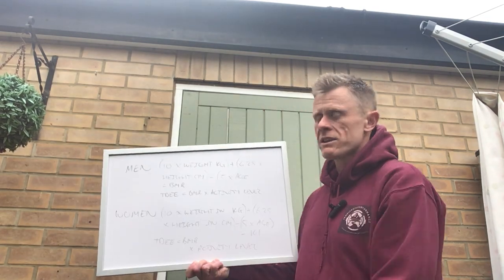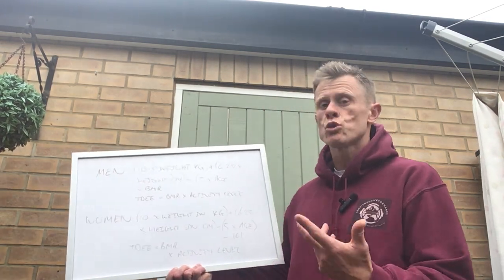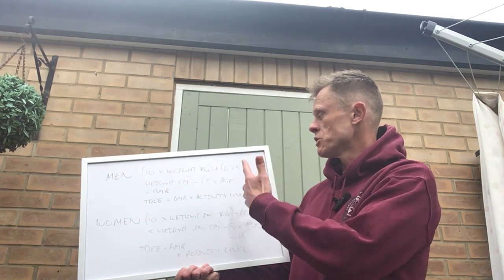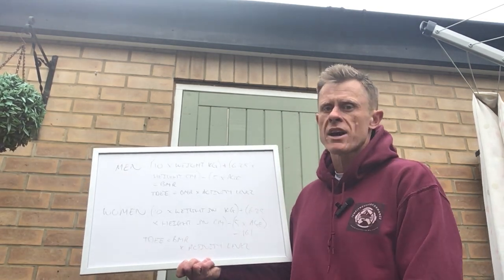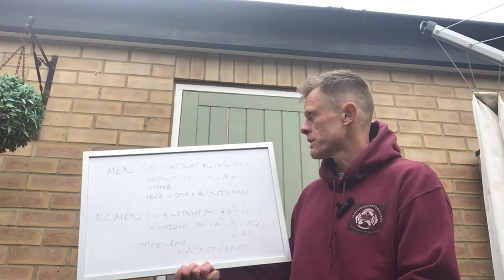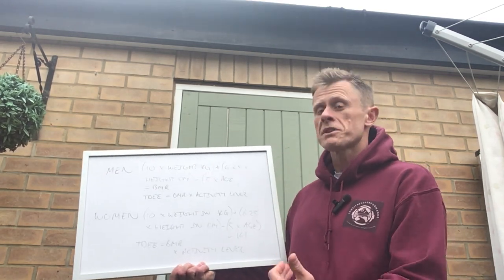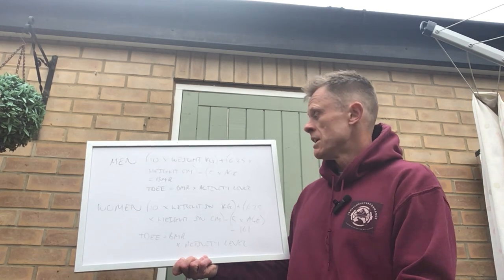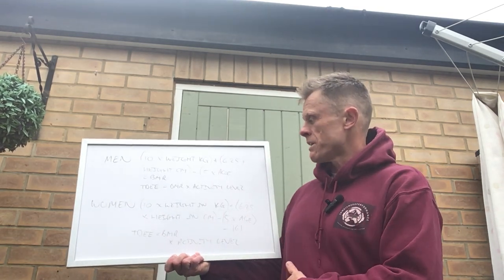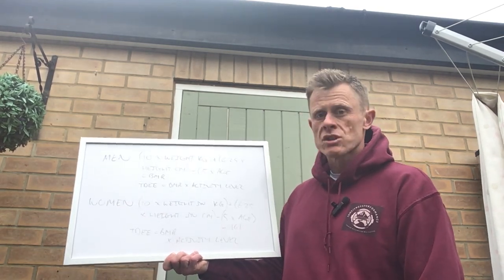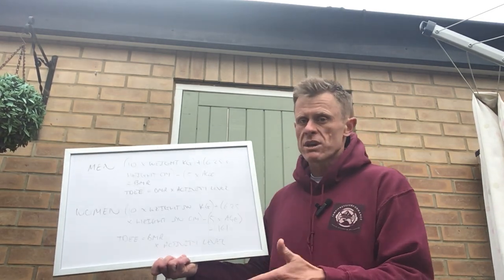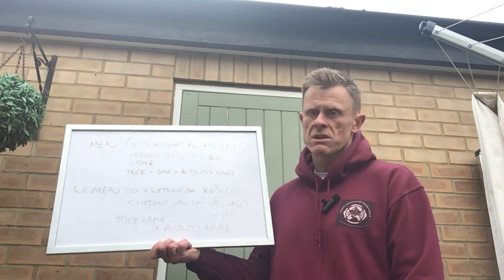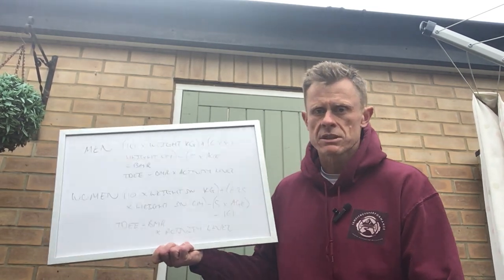So for men, initially you do 10 times your weight in kilograms. Then you add, and this is where you're going to have to do a little bit of calculating and writing a little bit of stuff down, just so you stay on top of what you're actually doing, 6.25 times the height in centimeters. You then minus from that 5 times your age. That gives you your basic metabolic rate. Roughly, give or take, for me, it's something like 1,800 calories.